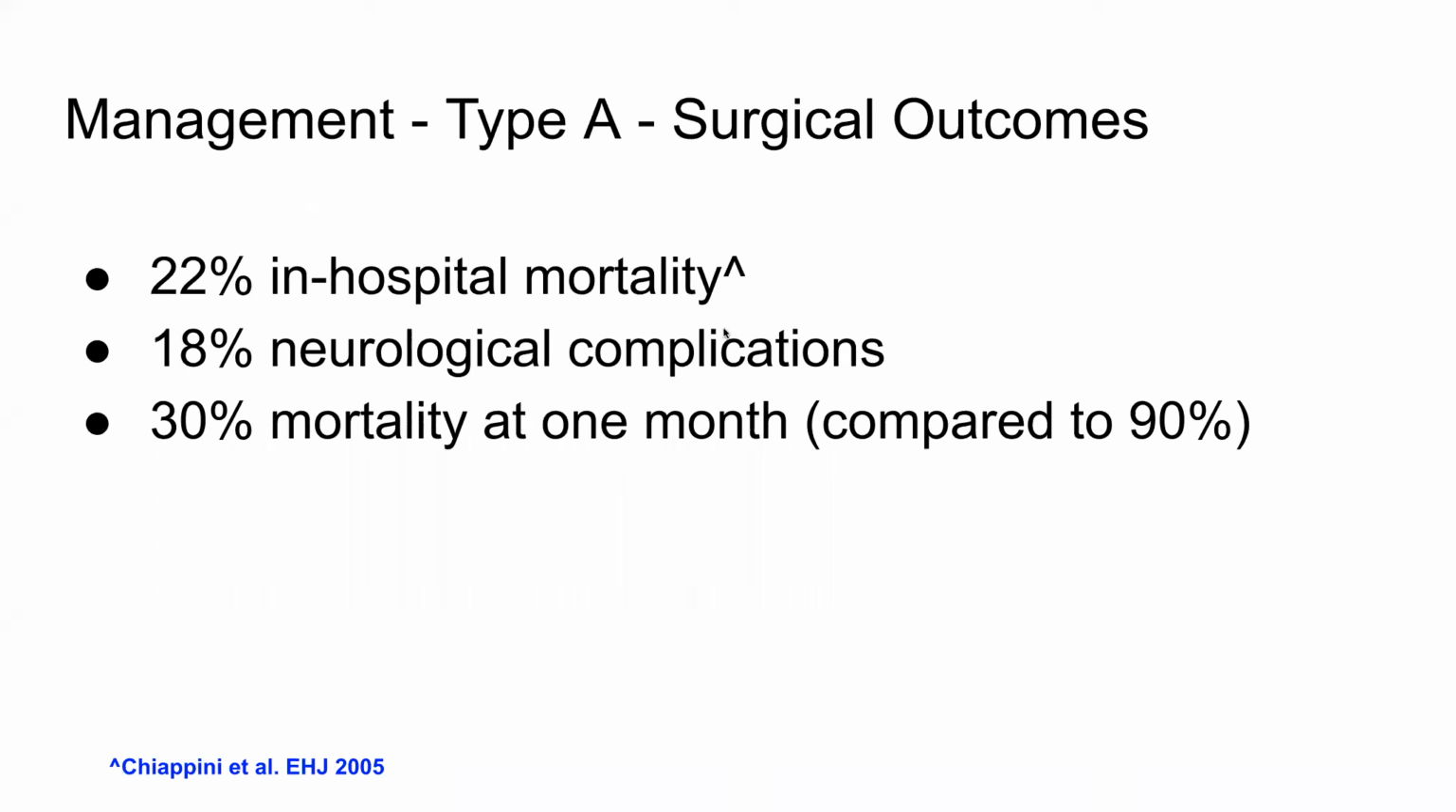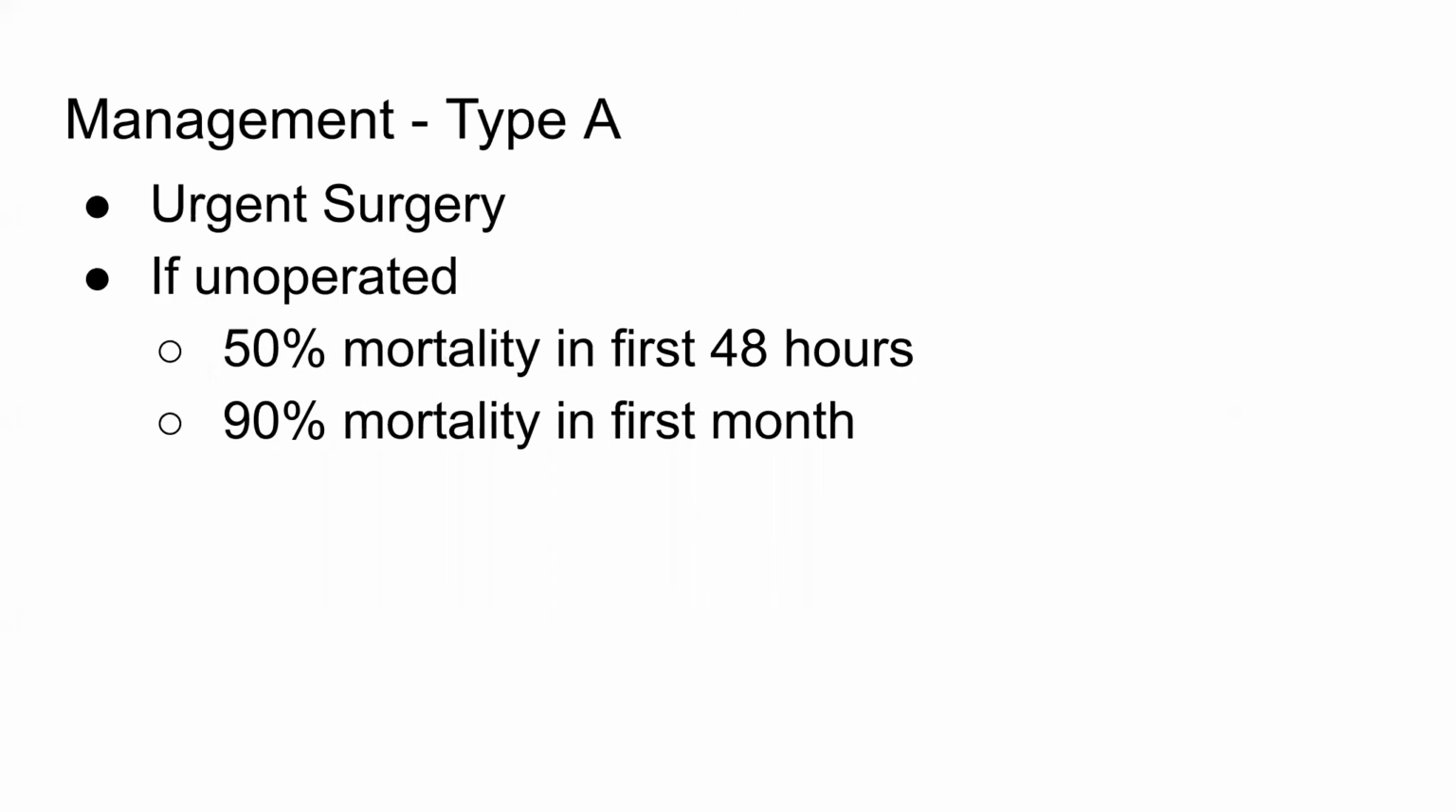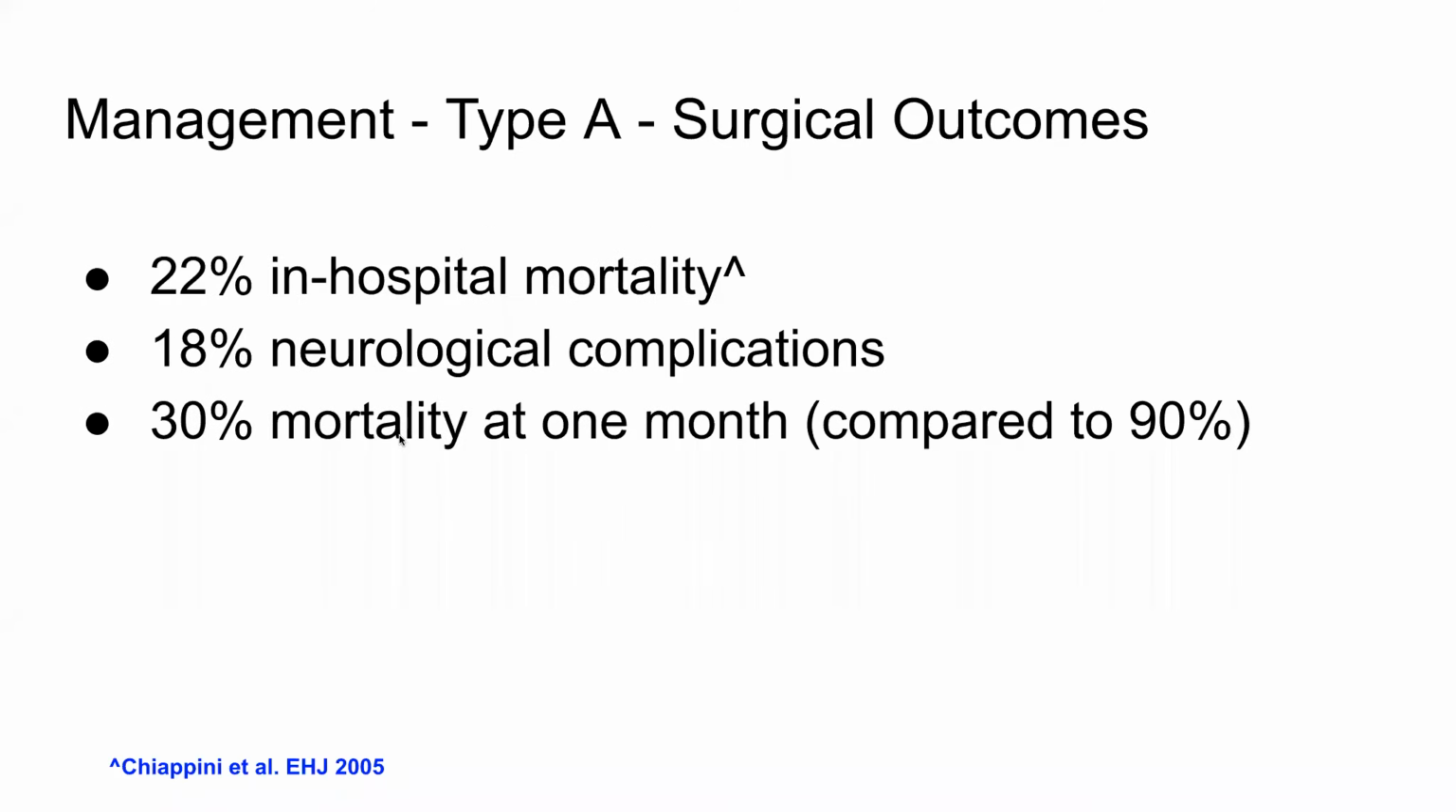As far as the surgical outcomes, they are not that great. But it's much better than not doing anything. So medical management for patients with type A aortic dissection has a 50% mortality. Surgical management has a much lower mortality, but you can still die.